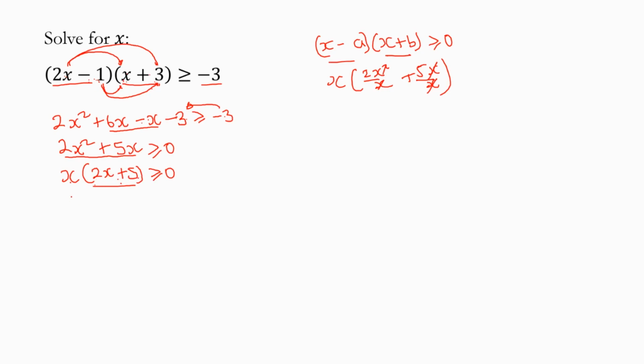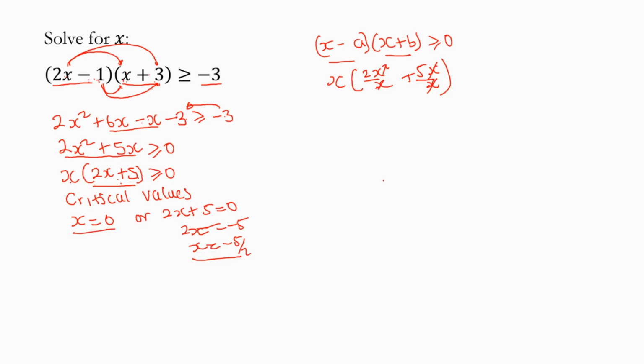So let's get our critical values. Remember, critical values are not the solution. So x is equal to 0 or 2x plus 5 is equal to 0, meaning that 2x is equal to -5, x is equal to -5 over 2. So these are the critical values, not the solutions. Let's go to the solution.